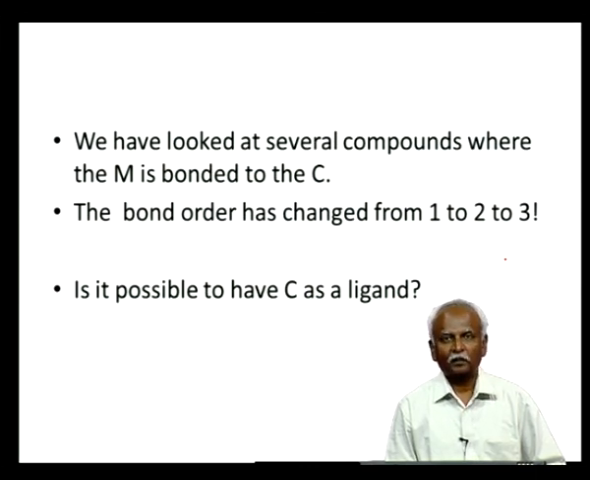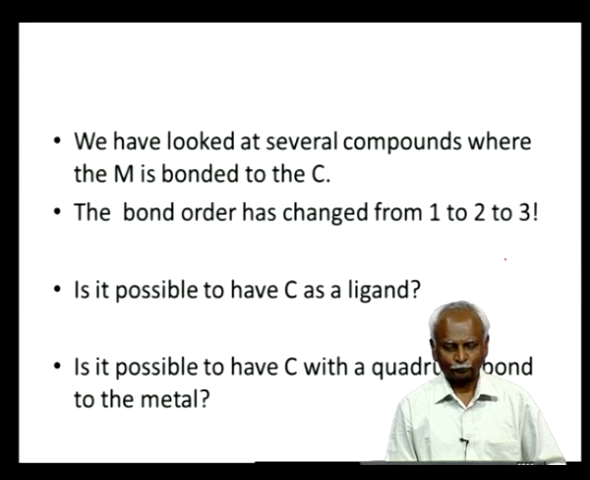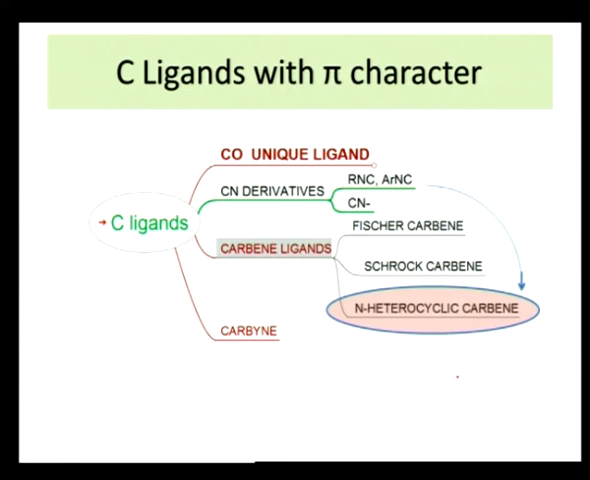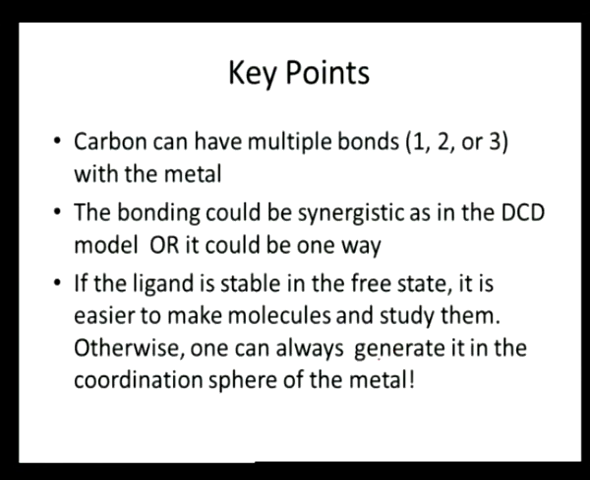We will see this in a future lecture. We have looked at the possibility of a carbon metal bond order of 3. Can we have a quadruple bond between the metal and the carbon? This is again something that we need to explore later as well. So, to summarize, let me say that we looked at heterocyclic heteroatom stabilized carbene complexes. We looked at n-heterocyclic carbenes, and the key points that we have learnt is the following.